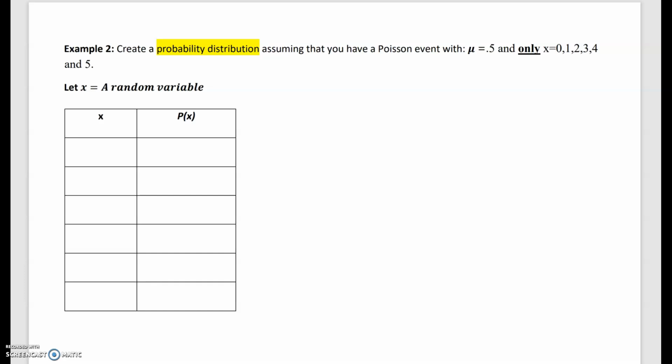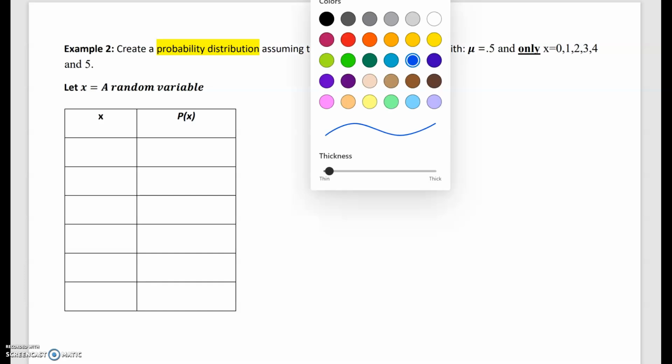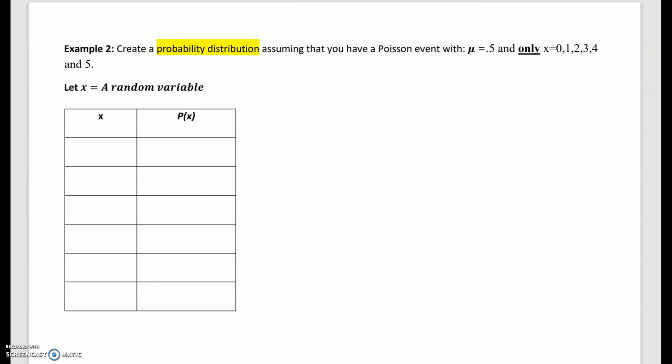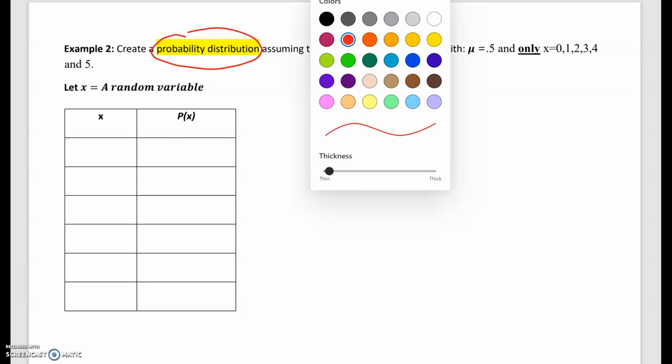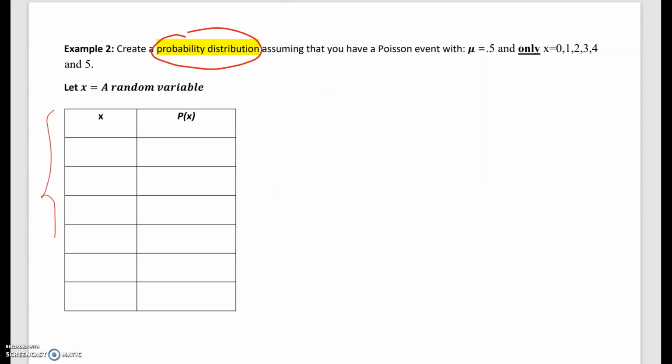Hi class, let's take a look at example 2. Now in example 2 they want us to do a probability distribution, and what they're referring to is a simple table where we can actually organize the probabilities. So we're looking at a table in this format, and they do tell us which x values they want us to do, so all the way to 5.